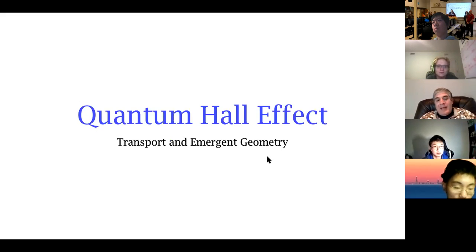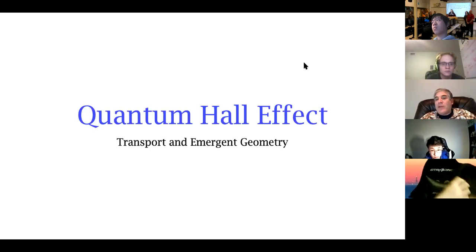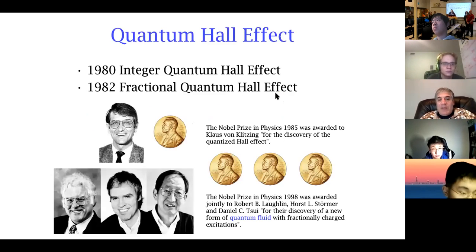Okay, let me move on to a quantum example, which is my favorite part of physics: the quantum Hall effect. And this is how electronic transport and geometry emerge as a result of quantum physics. So let me first give you a very quick introduction.